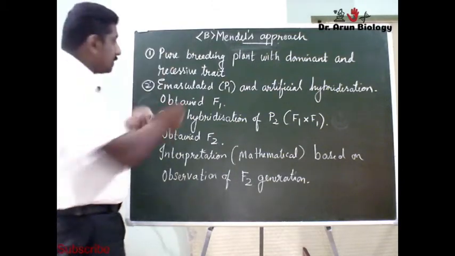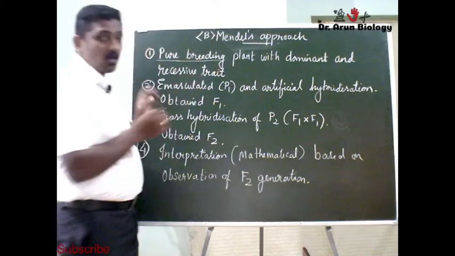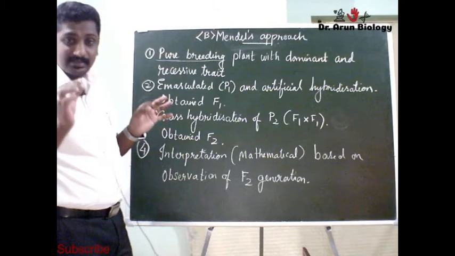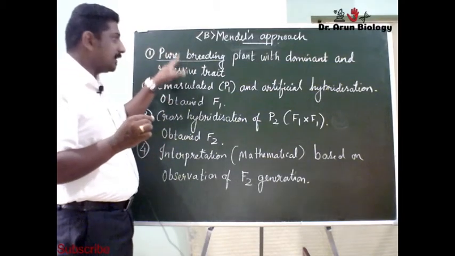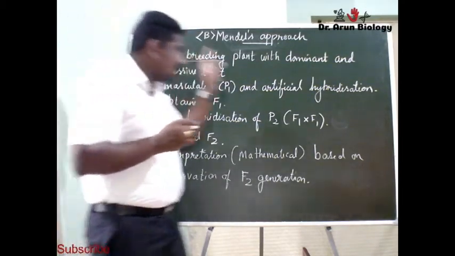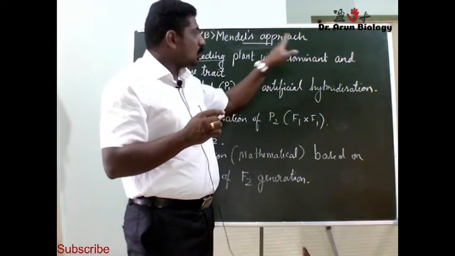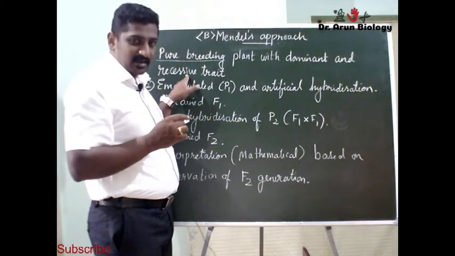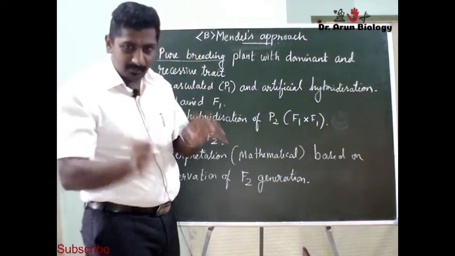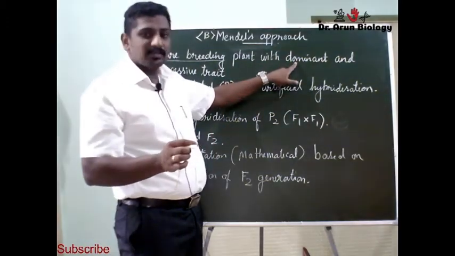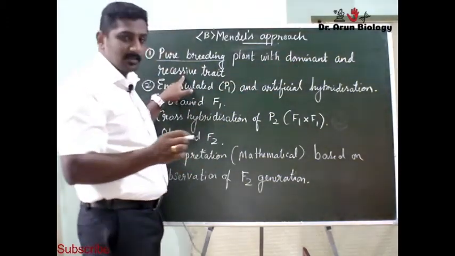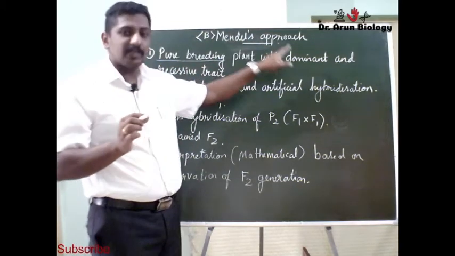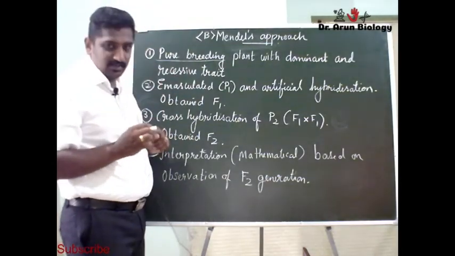Pure breeding. We know that pure breeding means it is a homozygous trait. So Mendel took pure breeding plants such that the homozygous plant was exhibiting the dominant trait and another one was exhibiting the recessive trait. That means factors always occur in pairs, but here the pair were exhibiting the dominant trait, and here the pair were exhibiting the recessive trait. So the name we can assign for these plants is homozygous dominant and homozygous recessive.